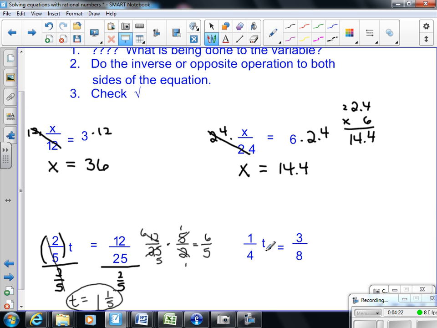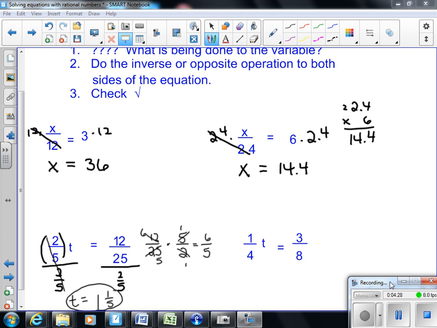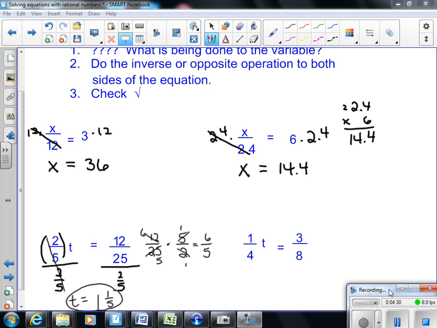All right, let's try one more. You try this next one. 1/4 t equals 3/8. When you have a solution, raise your hand and I'll come around and check you. And then you can check your partner.